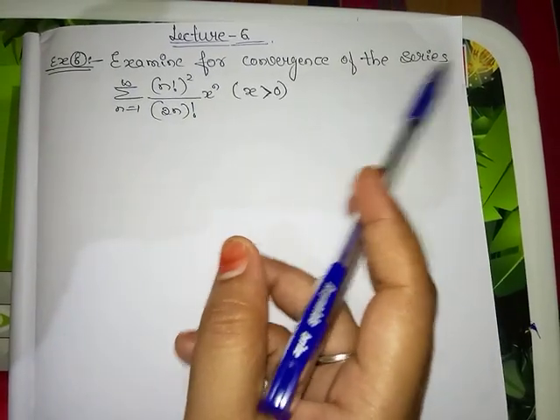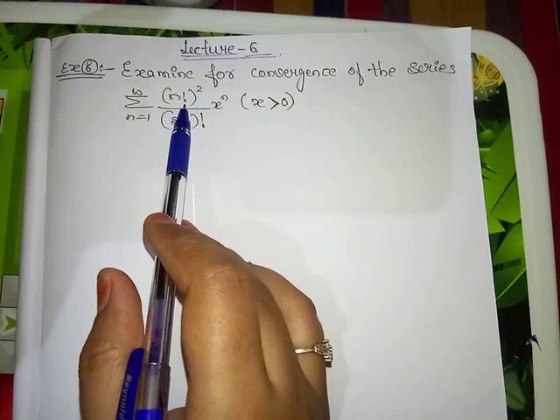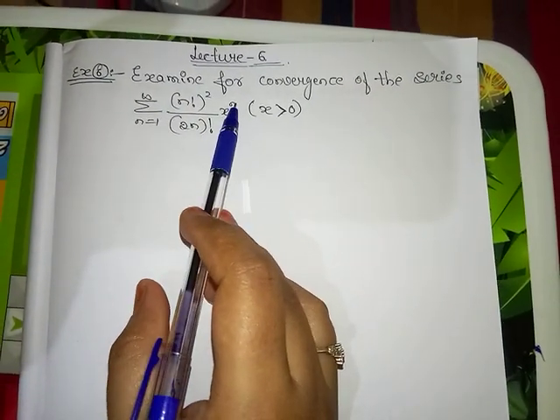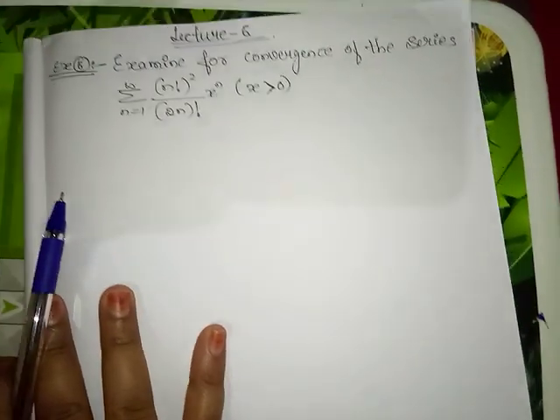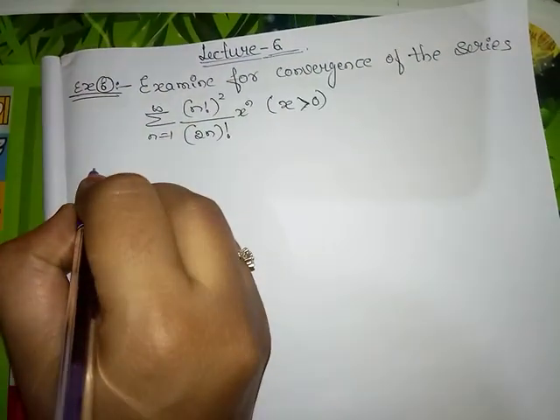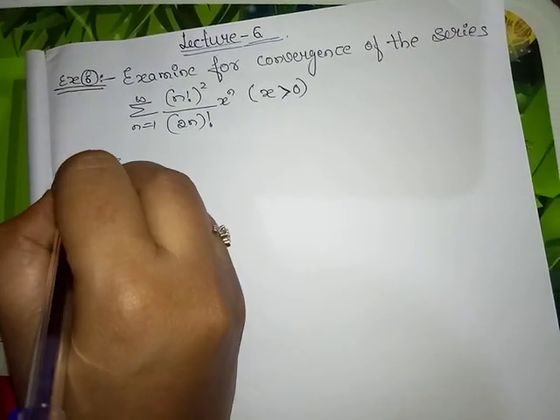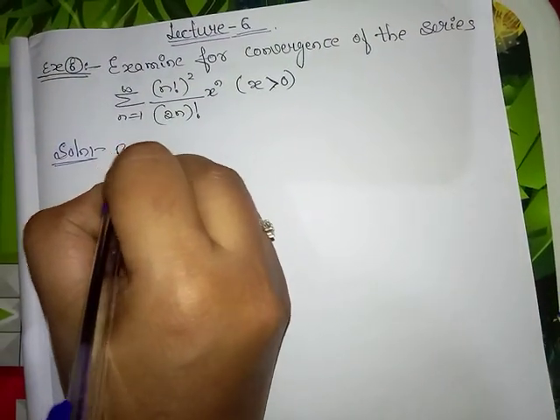Let us see some more examples based on D'Alembert's ratio test. Examine for the convergence of the series summation n running from 1 to infinity, n factorial square divided by 2n factorial into x raised to n, where x is greater than 0. Solution. Here they are given the nth term.